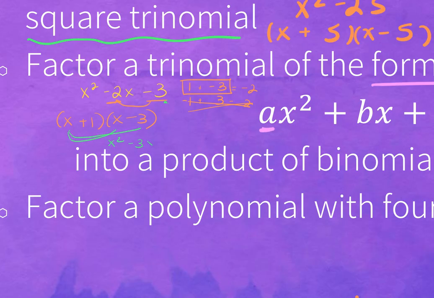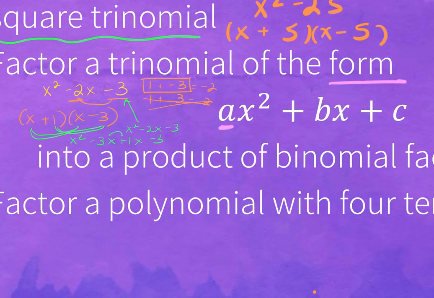Outer would be negative 3x, inner positive 1x, and last would be negative 3. Combine these like terms, and I get x squared minus 2x minus 3, which is the question. So all of these can be checked by FOILing them back out.